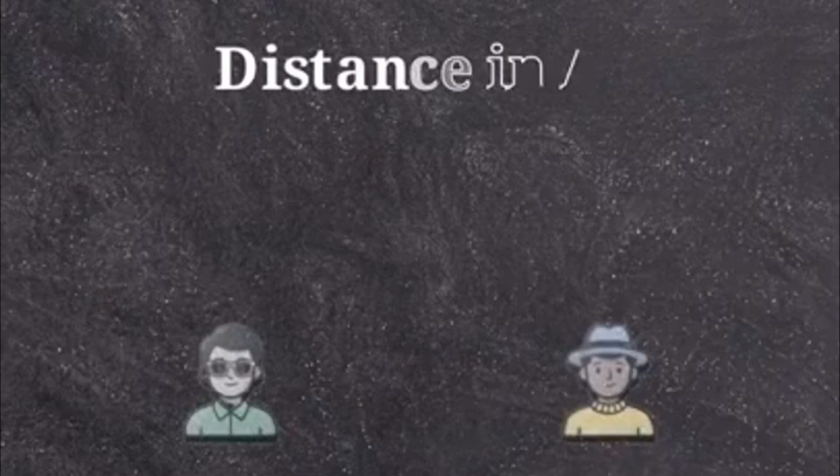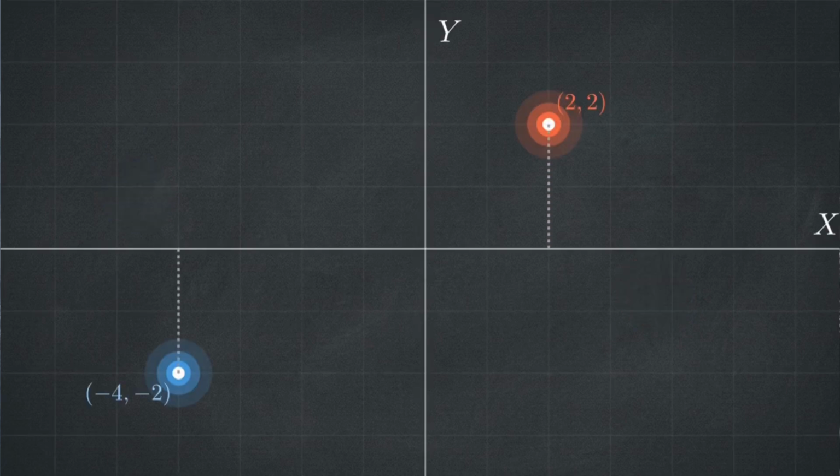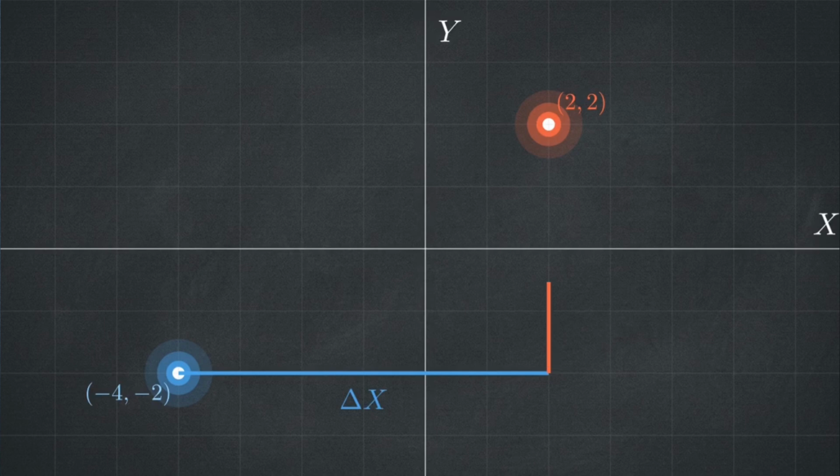How does an AI actually measure distance? Look at these two dots. If you want to know the separation between them, you have to find a way to measure this empty space.